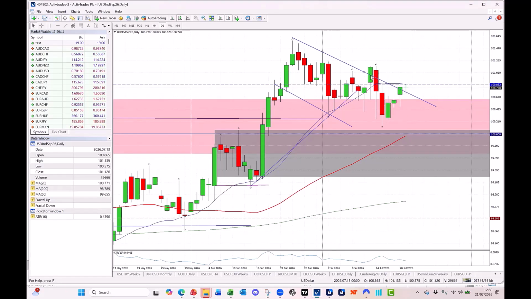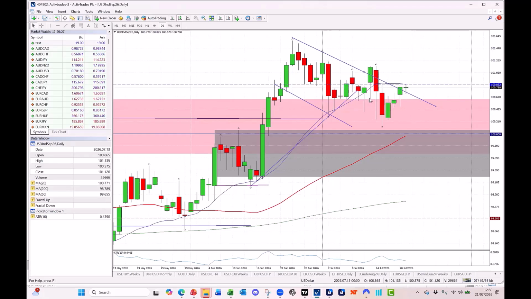So what's that? 101.14. So, kind of a 100 pip range there on the dollar index. And you could probably even tighten that up more, right? But there doesn't look to be a huge amount of excitement there in terms of any clarity.